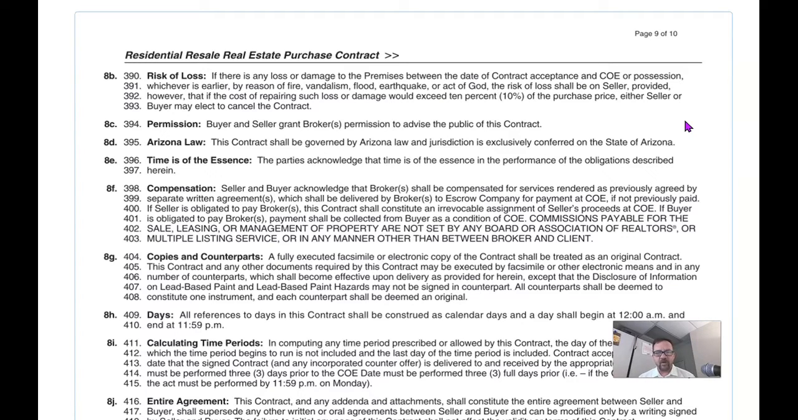So the only document we can't do that with is the lead-based paint disclosure. That has to be signed all on the same piece of paper, not at the same time. And you can still pass a copy back and forth, but you can't do two different pieces of paper with two different signatures on each one. You need to have one document with everybody's signature on it at the end of the day.